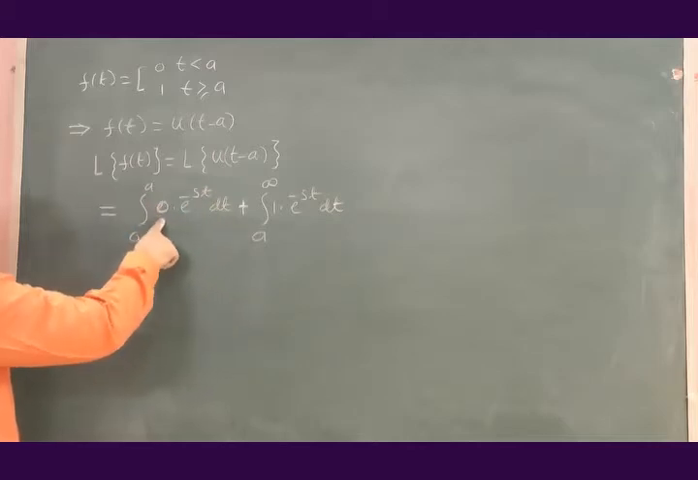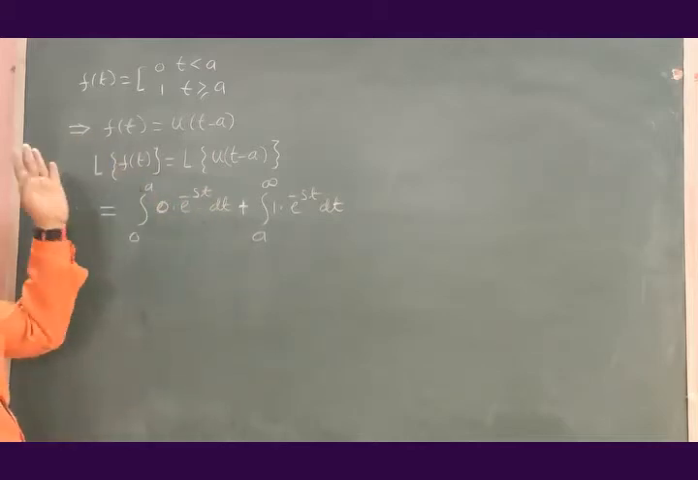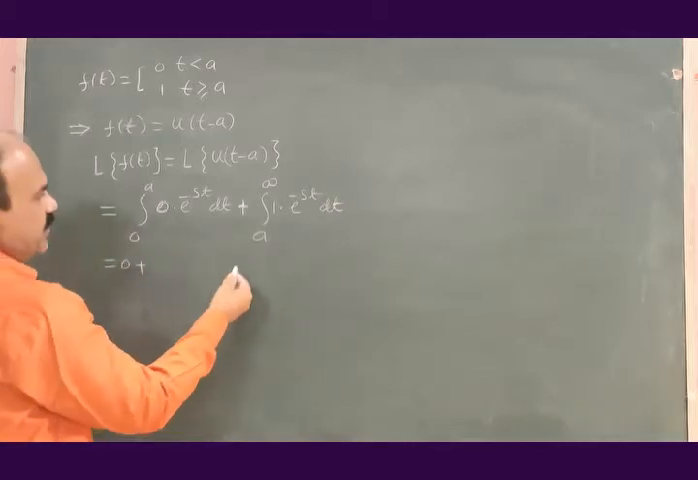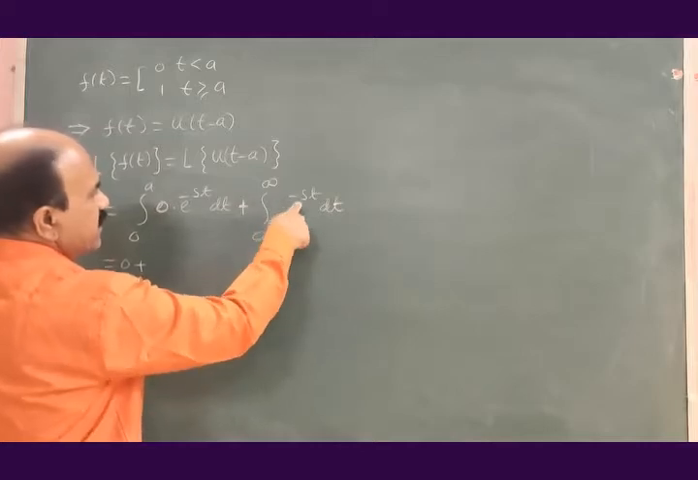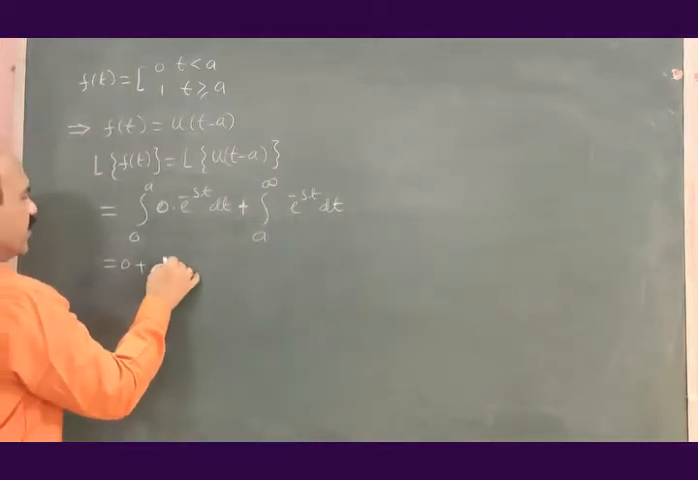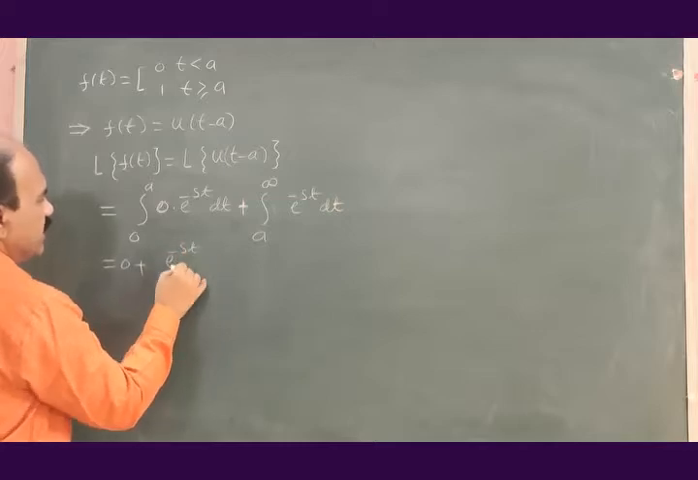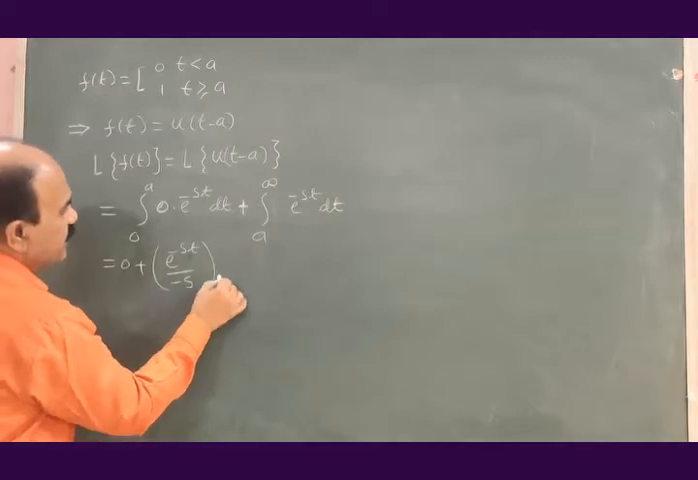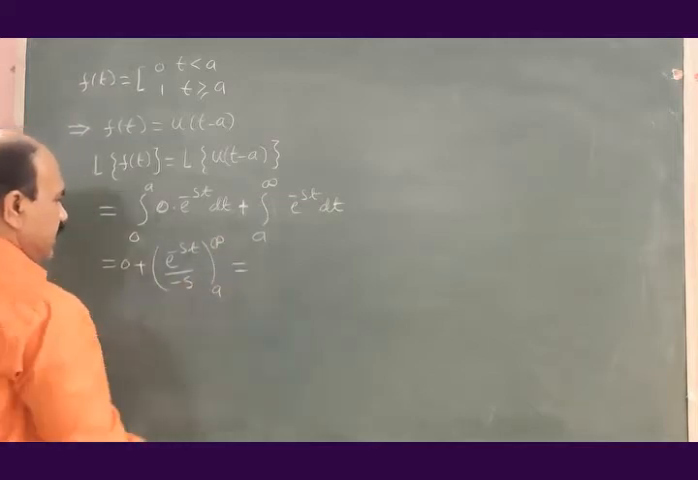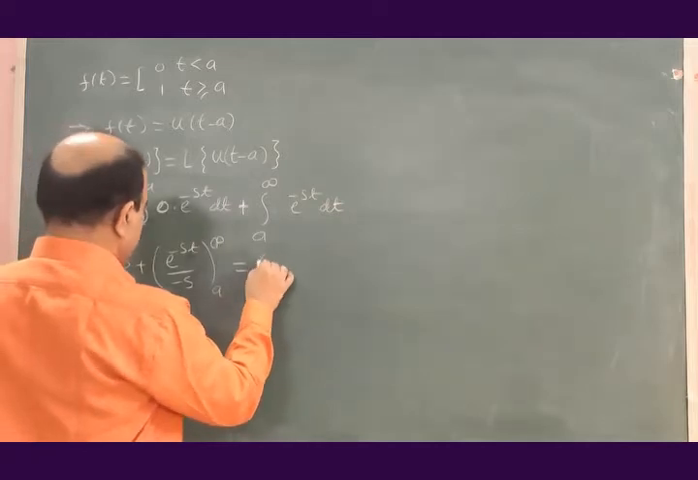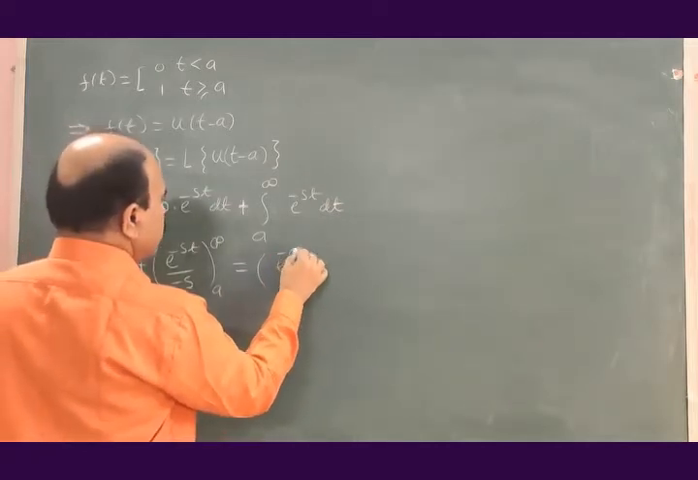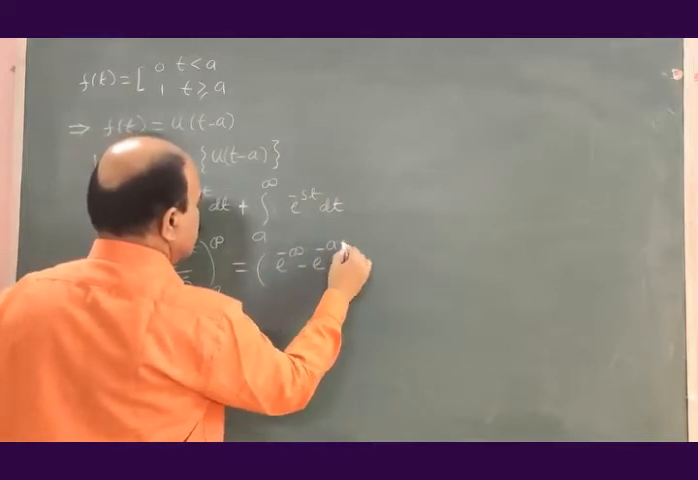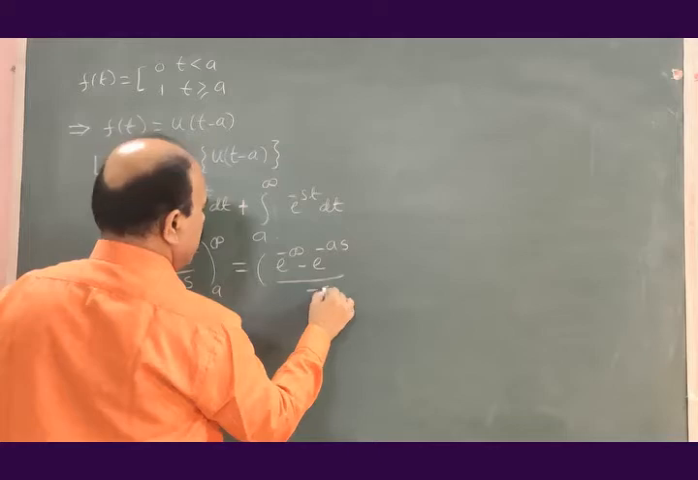This is 0, 0 into anything is 0. First term has become automatically 0, plus this is 1 into this, it is simply this. Integration of this is e to the power minus st divided by minus s, limits a to infinity. This is equal to e to the power minus infinity minus e to the power minus as divided by minus s.